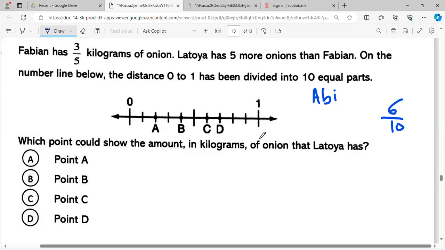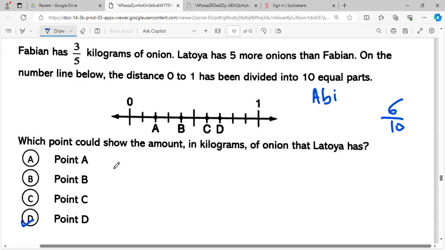All right, so what's the answer? My answer is point D, because D is closer to 10 and 8 is closer to 10. All right, everybody agree with that? What Abby says? She says it's D.